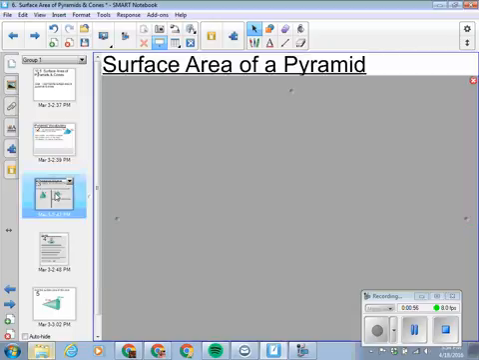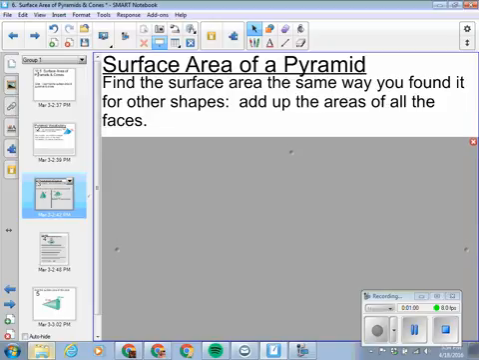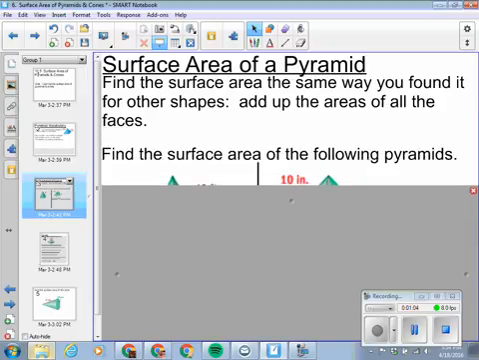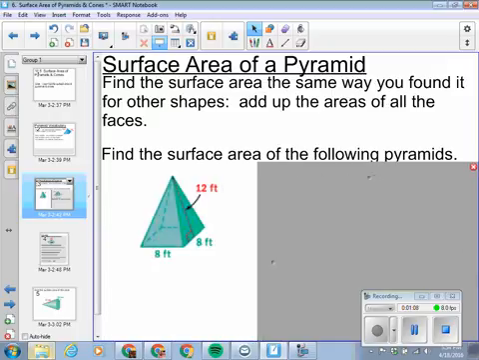So to find the surface area of a pyramid, we find it the same way we find it for other shapes. We just add up the areas of all the faces. Really no shortcutting here. Okay, so we're going to start by finding the surface area of this pyramid right here. Now it's a square pyramid. We know it's a square pyramid because our base shape, we are told, has the same length on all sides.